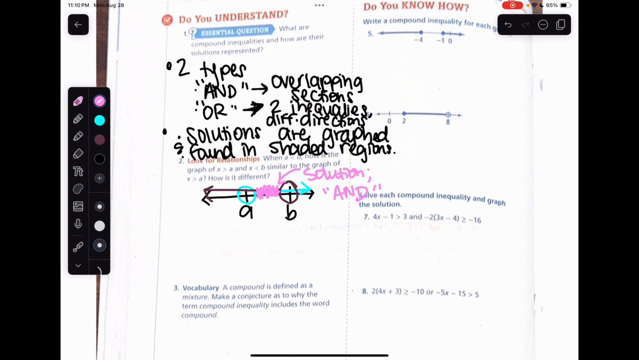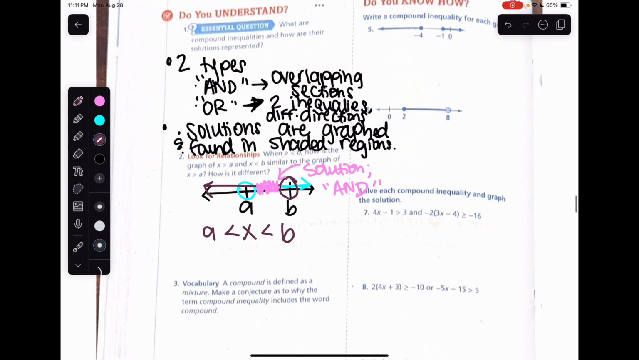All right, how is it similar to the graph of x is greater than A? So again, they have that overlapping part. That's what they really want to know. Okay, so it's going to be between A and B. So x is really going to be between A and B. That's all they really wanted to know. And it's those overlapping sections in the middle.